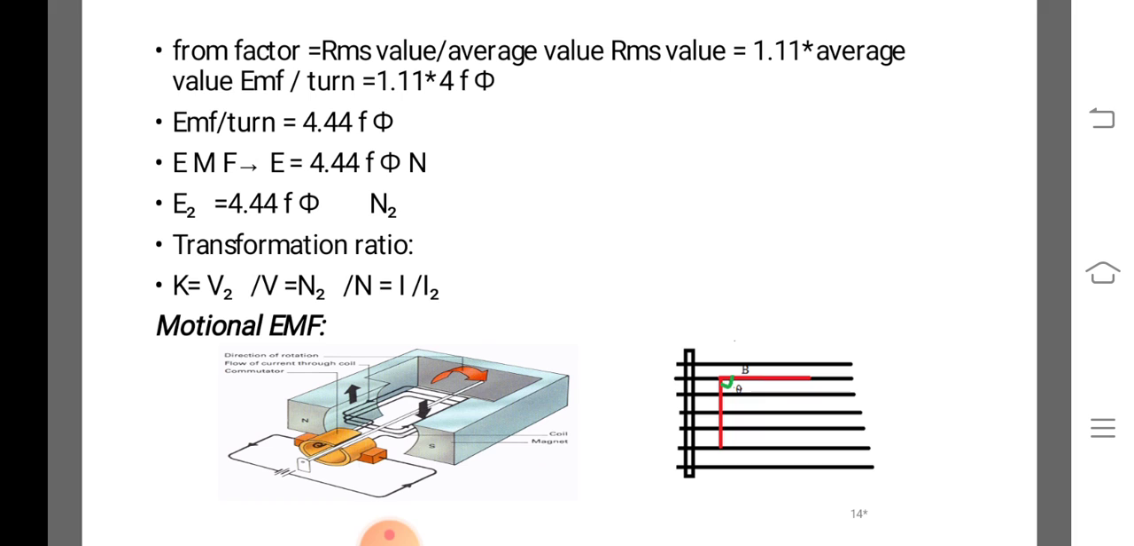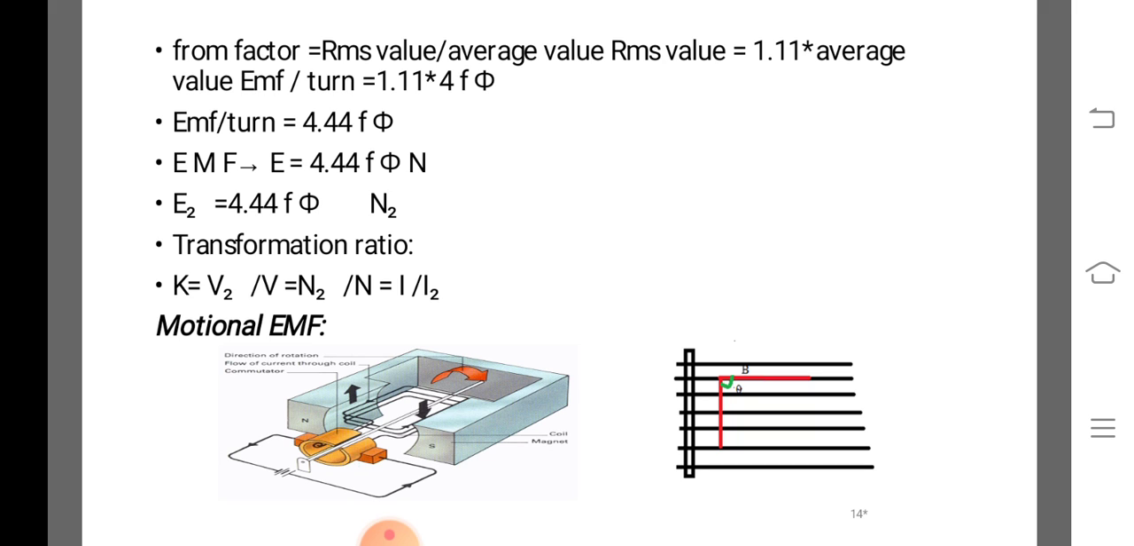f. Form factor in the sense RMS value by average value. Already we know the constant value of RMS 1.11 into average value, EMF per turn equal to 1.11 into 4f phi. So EMF E equal to 4.44 f phi n. The transformation ratio is K equal to V2 by V1 equal to N2 by N1 equal to I1 by I2.